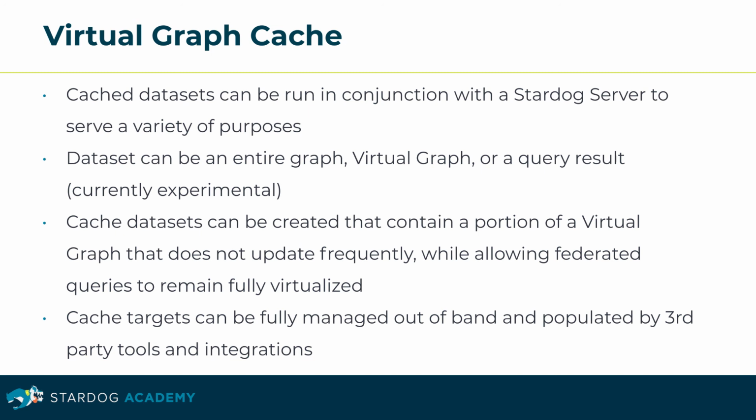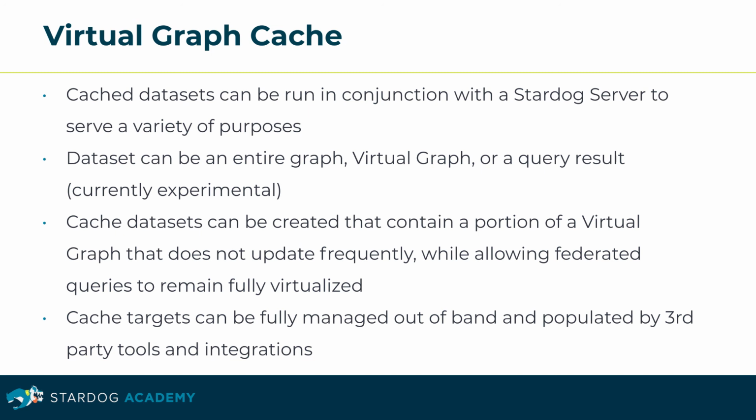So these virtual graph datasets can be cached and combined with other virtual graphs, including portions of that same virtual graph. Additionally, Stardog, as part of this feature, does support a fully managed out-of-band cache, meaning third-party tools and integrations can be used to populate that cache. So a good example of this is a portion of your data is relatively slow moving, another portion is relatively fast moving, but we want to materialize into the cache those slow moving keys and then join it with the virtual graph portion over time.